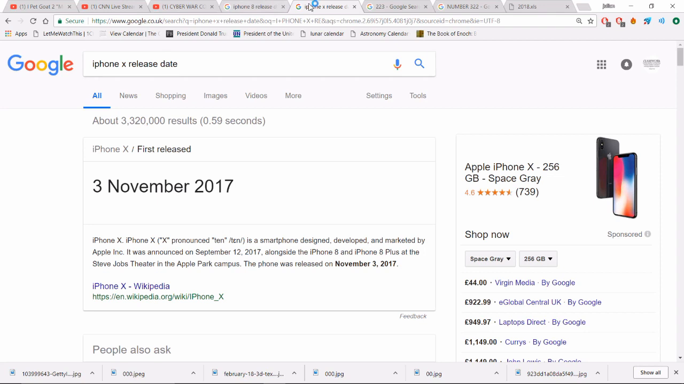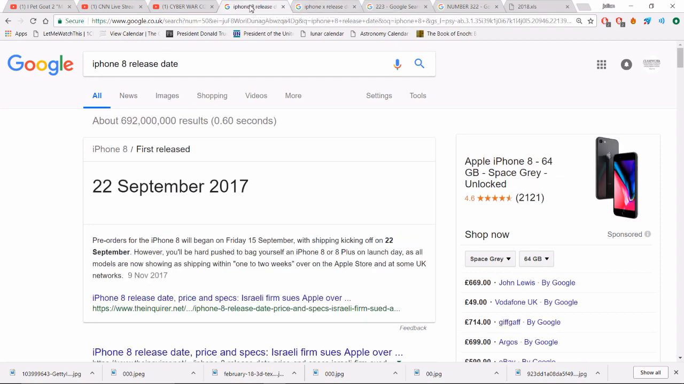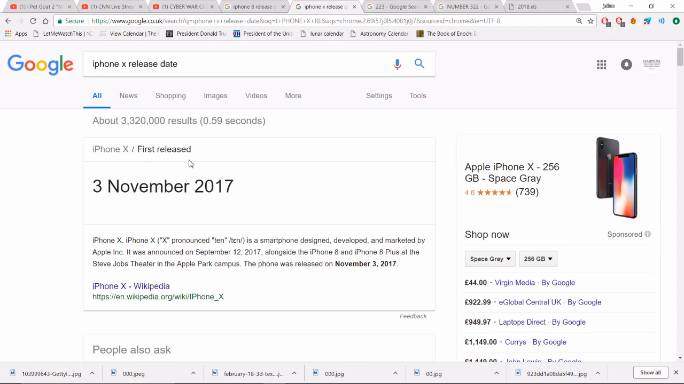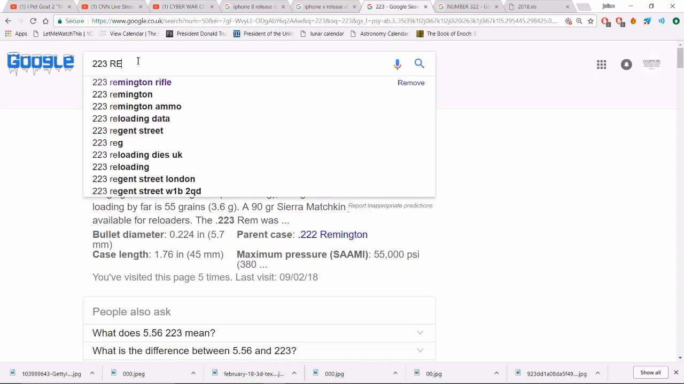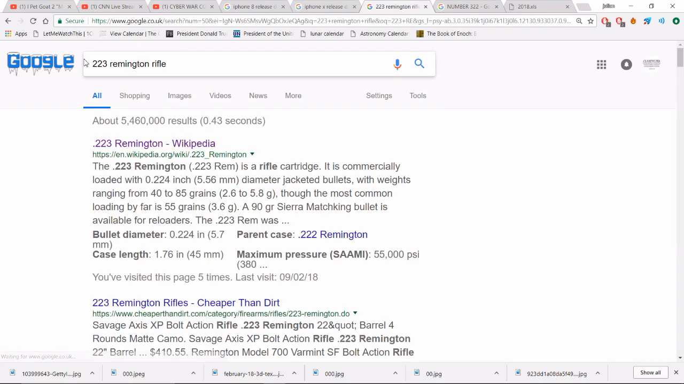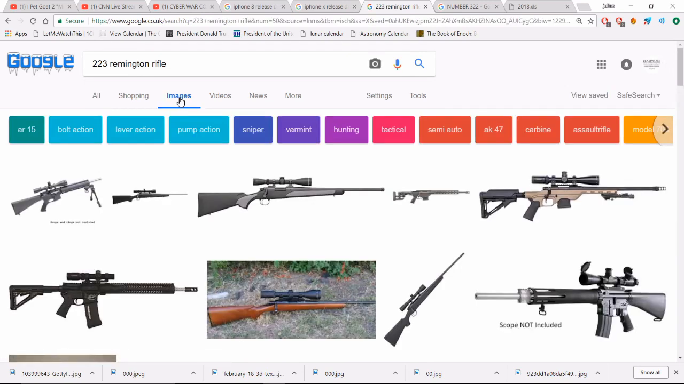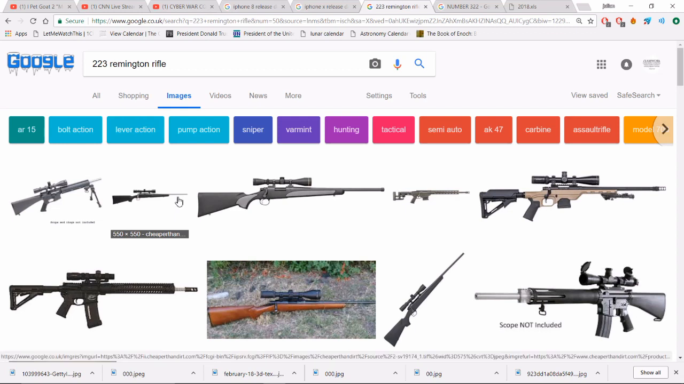So I was looking at the other numbers that are involved. The iPhone 8 was released on the 22nd, and the iPhone X was released on the 3rd. So those two numbers, when I put that in Google, 223, they just came up with Remington, and it refers to a bullet, basically, a rifle cartridge. So going on from that, I typed in Remington rifle just to see what it looked like. And it's basically a sniper rifle. And it just kind of all clicked together for me.